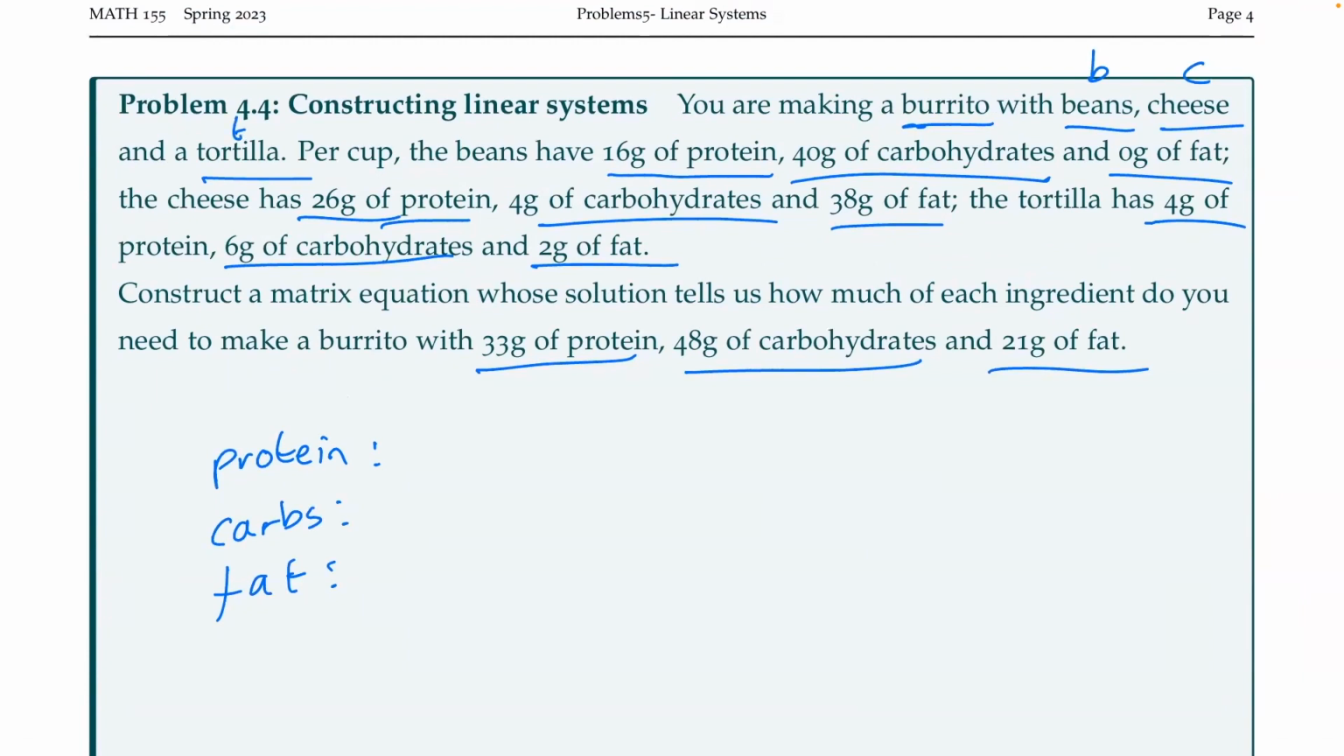What are we told? Well, we're told that per cup, beans have 16 grams of protein, 40 grams of carbohydrates, and 0 grams of fat. So I'm going to have 16 times B in our protein equation, 40 times B in our carbs equation, and 0 times B in our fat equation.